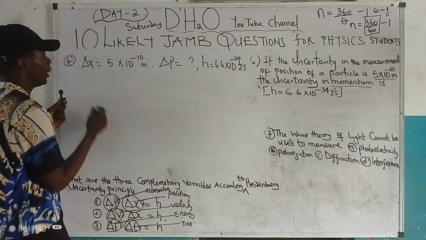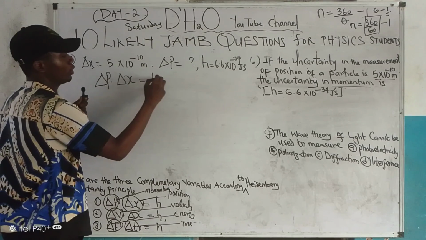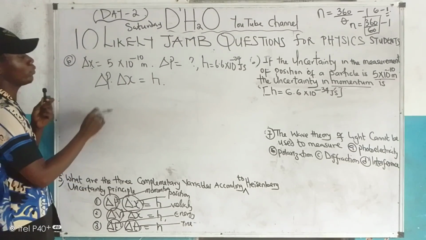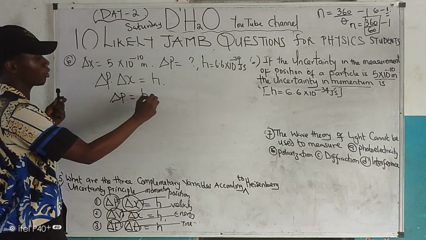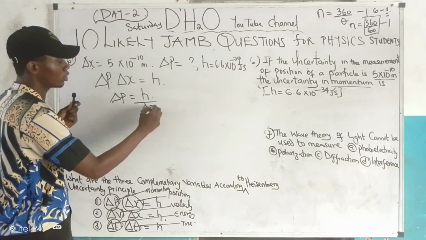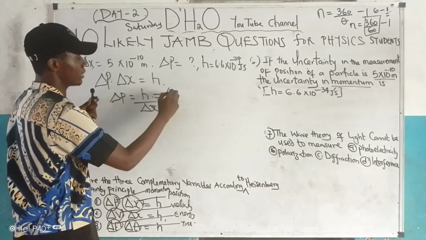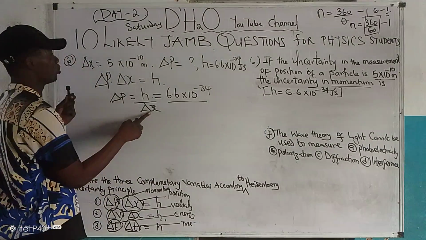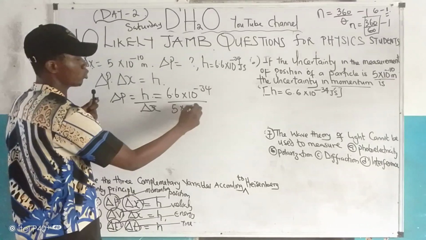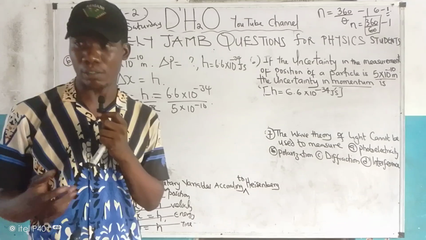Remember that momentum can pair with position to give us Planck constant. And if we are looking for momentum, it means that change in momentum will be Planck constant over change in what? Position. So what is your Planck constant? Your Planck constant is 6.6 times 10 raised to power minus 34. What is your position? It is 5 times 10 raised to power minus 10. So let's quickly divide this value.